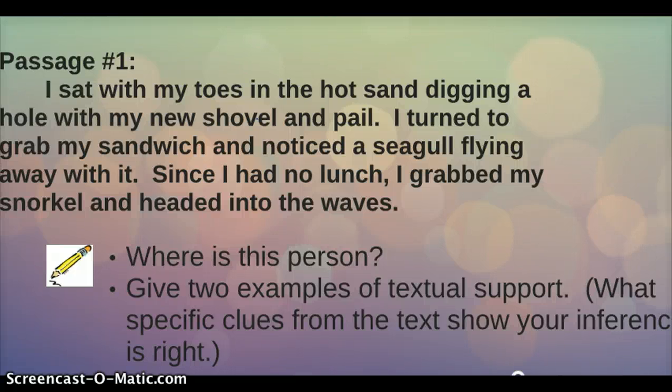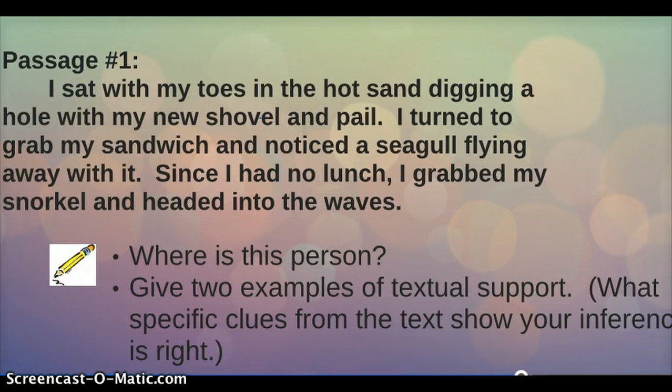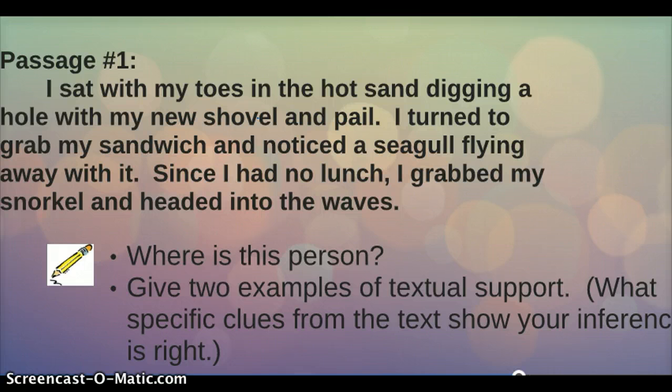I sat with my toes in the hot sand, digging a hole with my new shovel and pail. I turned to grab my sandwich and noticed a seagull flying away with it. Since I had no lunch, I grabbed my snorkel and headed into the waves.